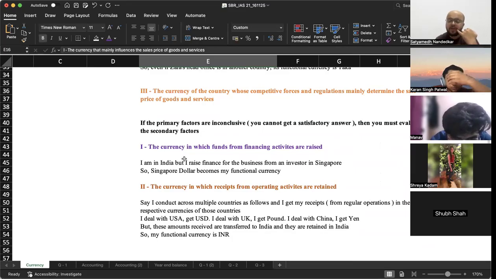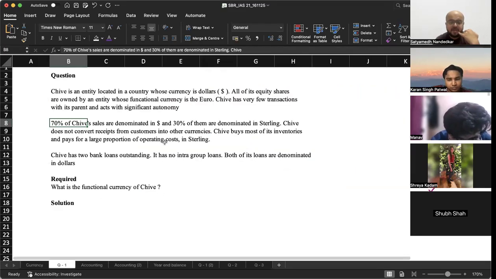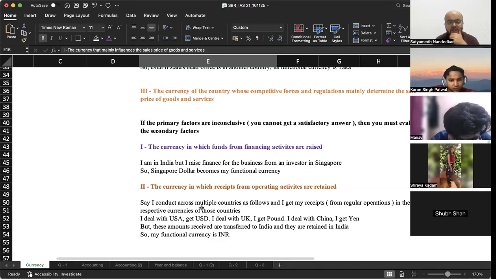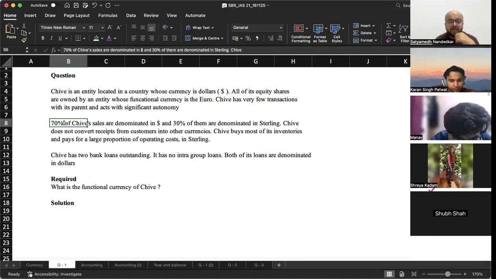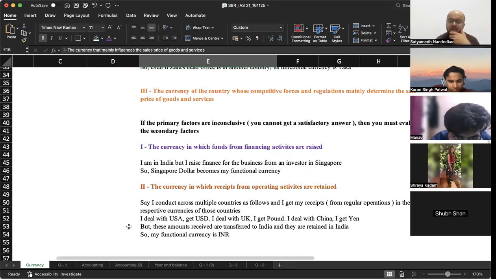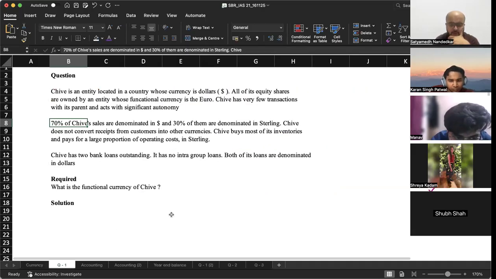Currency in which funds from financing activities are raised. Funds are raised mostly in dollar. Second condition: currency in which operating receipts are retained. 70% receipts are in dollar and they are retained in dollar. 30% receipts are in pounds, they are retained in pounds. So which is the currency in which the receipts appear to be retained? Dollar. Majority is in dollar.